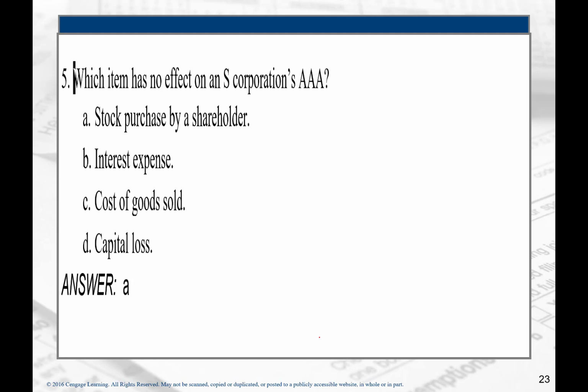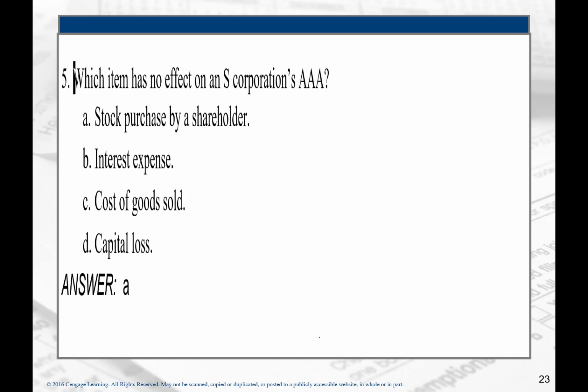Which item has no effect on S corporation AAA? Stock purchased by shareholders is the obvious answer here. But just look at these other ones. Interest expense is going to be treated as an operating expense. It's going to be part of calculating the S corporation's ordinary income, isn't it? Cost of goods sold is used in calculating the operating income.